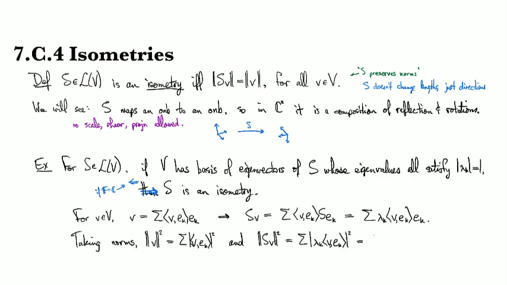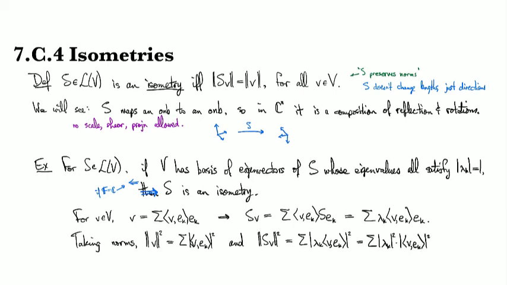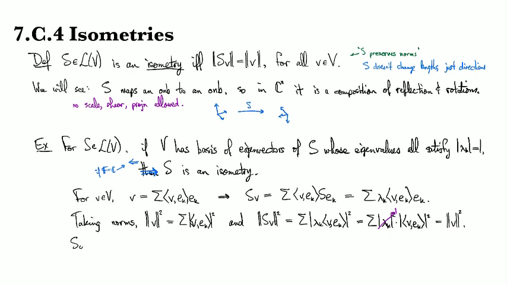Now we can use the rule for absolute value, and since we're assuming that all of these eigenvalues have magnitude 1, that shows us that this is actually equal to the magnitude squared of v. Taking square roots of both sides, we see that we've got an isometry.